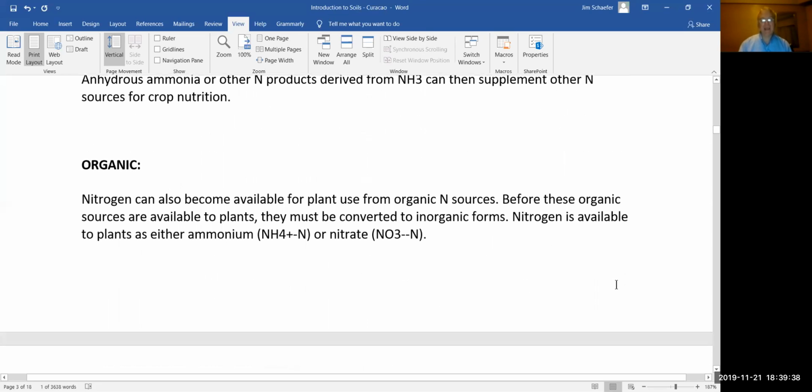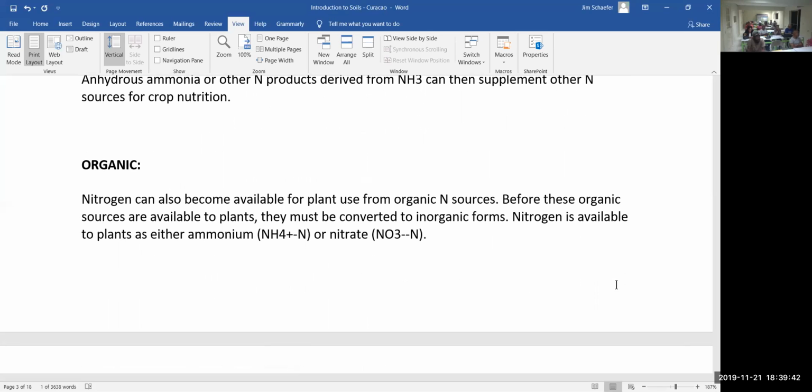In organic agriculture, nitrogen can also become available for plant use from organic sources. Before these organic sources are available to plants, they must be converted to inorganic forms. Nitrogen is available to plants in either ammonia or nitrate forms.